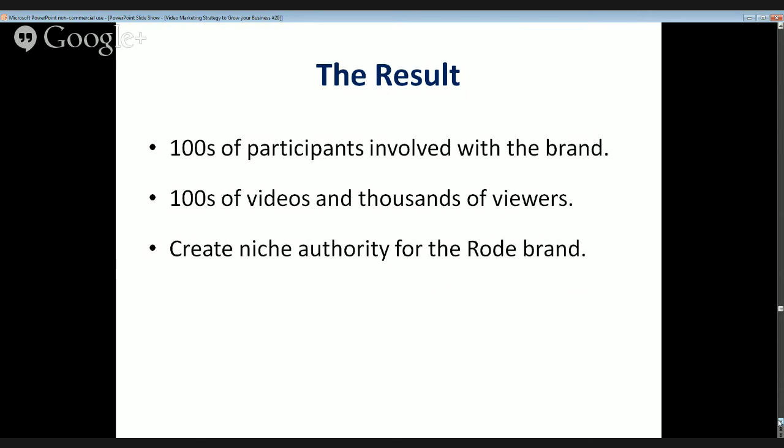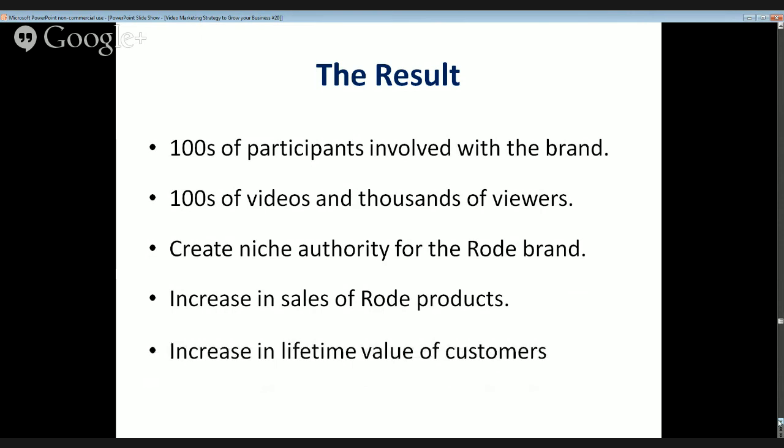As I said, the Rode microphones are high quality, and now they're getting right involved in the industry and with people starting out in the industry. So these are people who want to produce movies. They'll purchase a Rode microphone and they become Rode customers. Now, it's obviously looking to increase the sales of Rode products. At the end of the day, that's what it's all about. But also to increase the lifetime value of customers. These customers become brand evangelists of Rode, and that is such a massive thing.